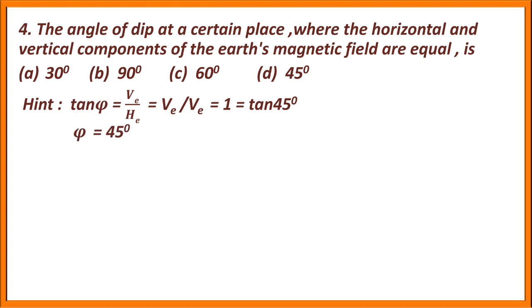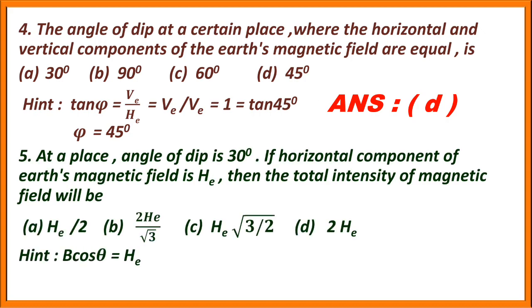Question 4. The angle of dip at a certain place where the horizontal and vertical components of the Earth's magnetic field are equal is 30 degrees, 90 degrees, 60 degrees, or 45 degrees. So from the hint given over here you can find that it is 45 degrees. So the correct answer here is option D, 45 degrees.